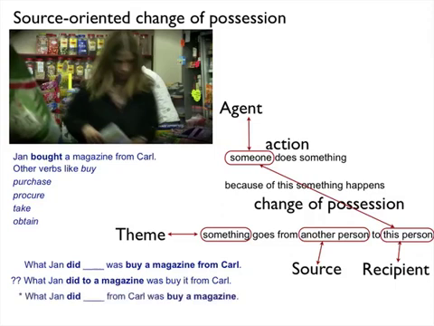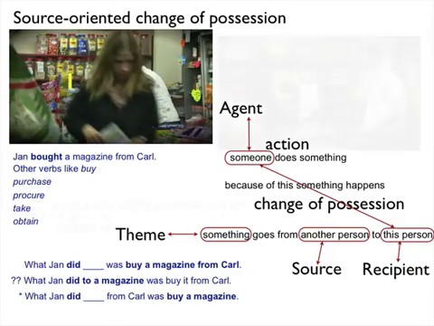And the other one isn't a patient role either. What Jan did from Carl, or what was that saying? What Jan did from Carl was buy a magazine. What that shows is that, what does that show? What Jan did from Carl was buy a magazine. From Carl is an argument, right? And we know that's an argument, right? Because the meaning of the word has all of this stuff in it.